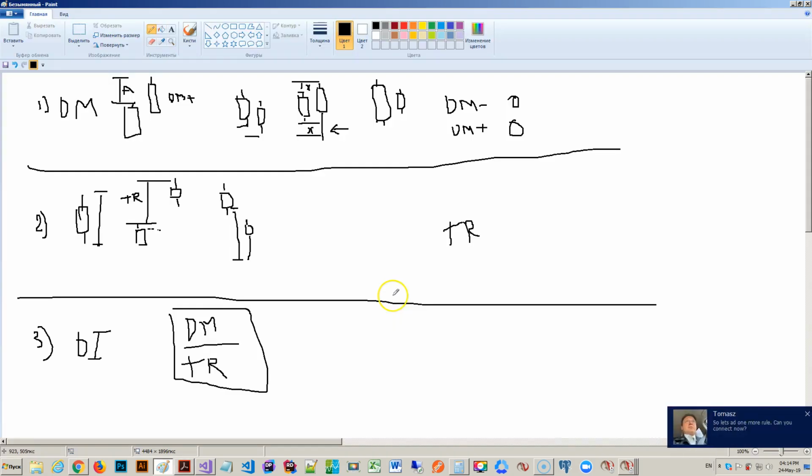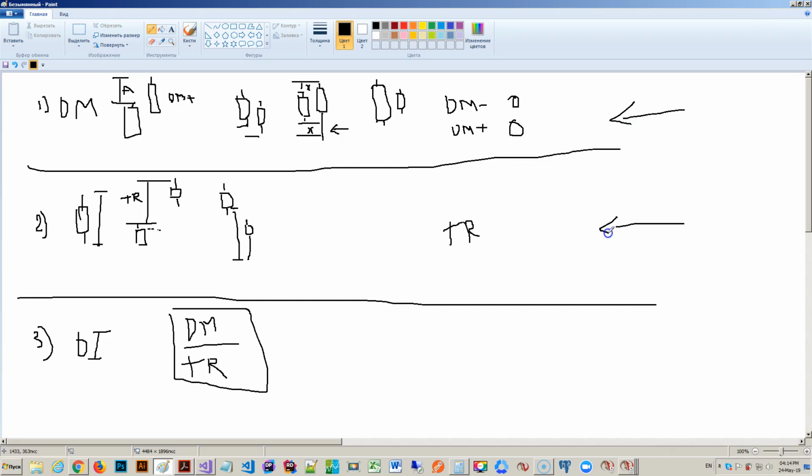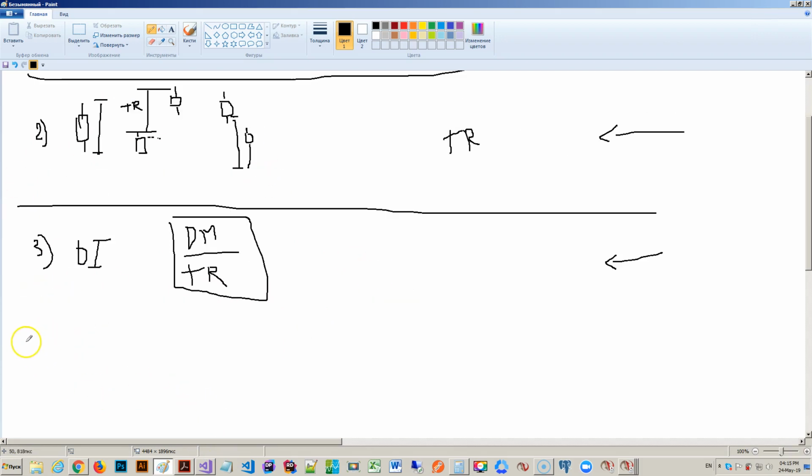It's a pretty interesting concept, and you can look at each of these separately. They're quite interesting concepts he uses, and you can use parts of them to construct your own indicators. But overall, we're moving towards the DI.